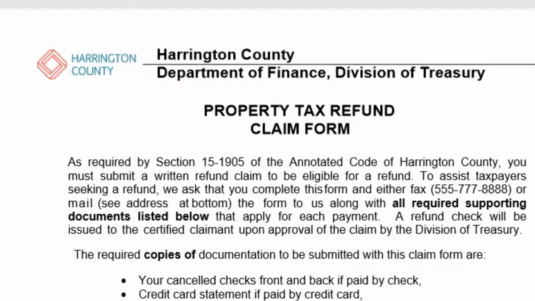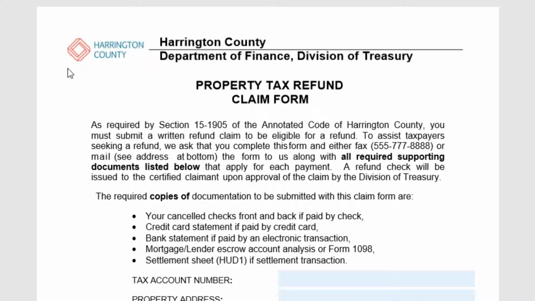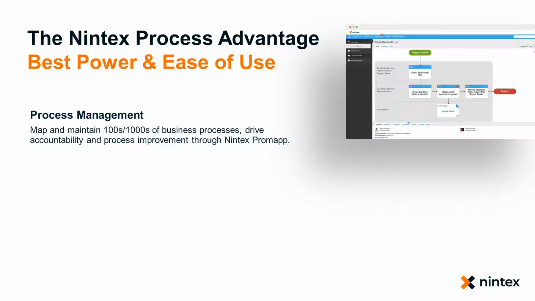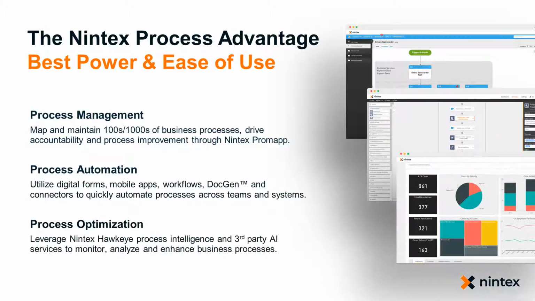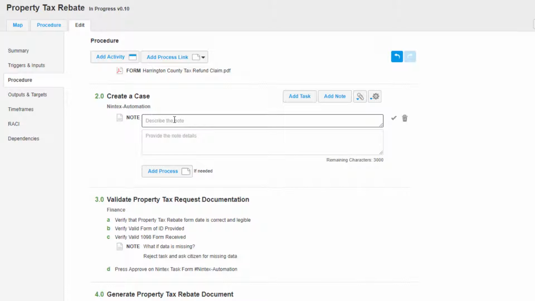In our scenario, Harrington County has an undefined and manual paper-based process that is both time-consuming and prone to errors. Their team needs to define the process, automate it, and track the results in order to reduce errors, improve responsiveness, and increase the satisfaction of its citizens. To begin, our team at Harrington County needs to define the entire process from beginning to end.